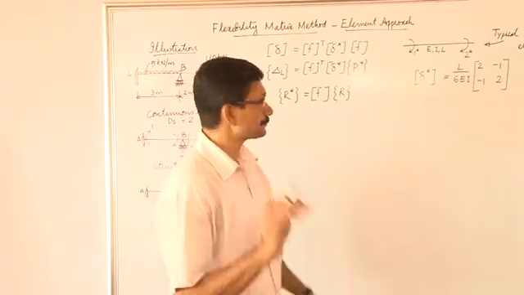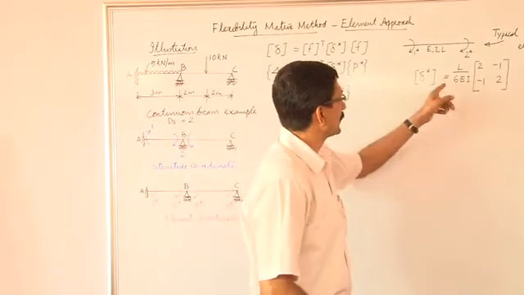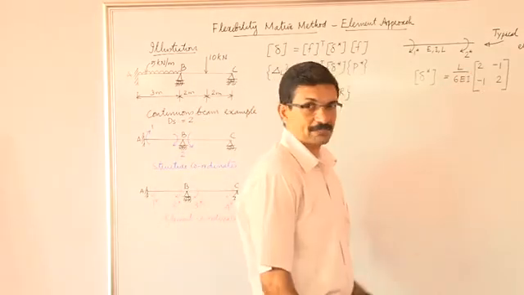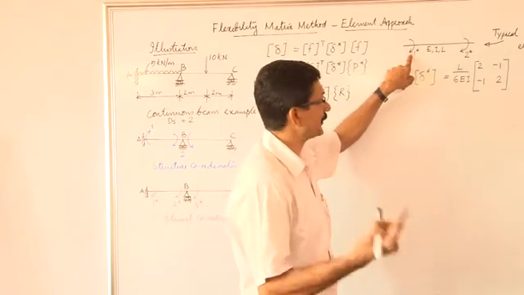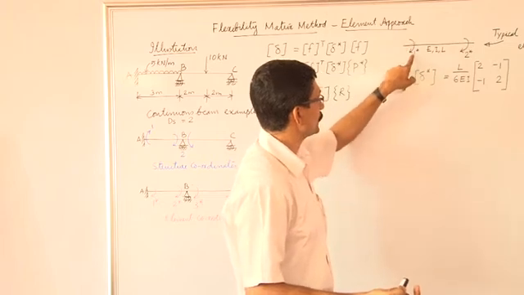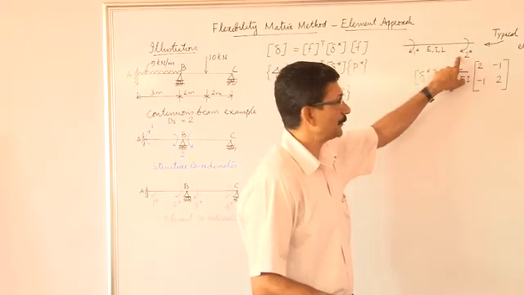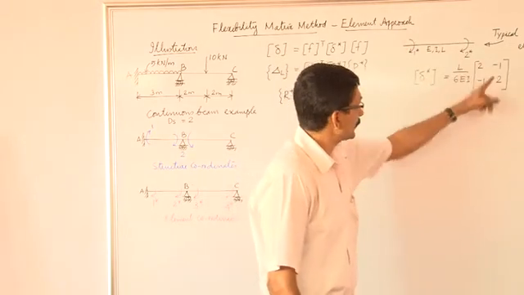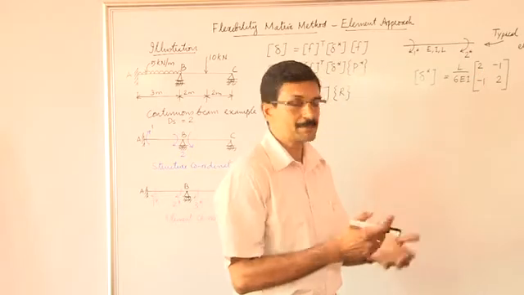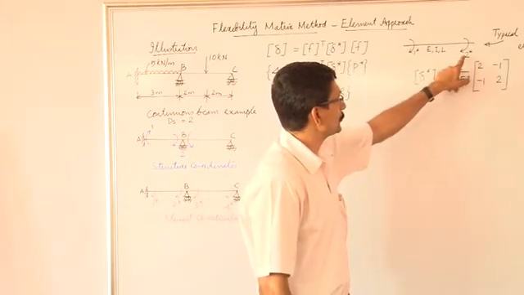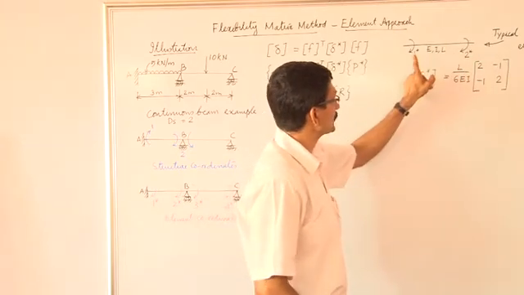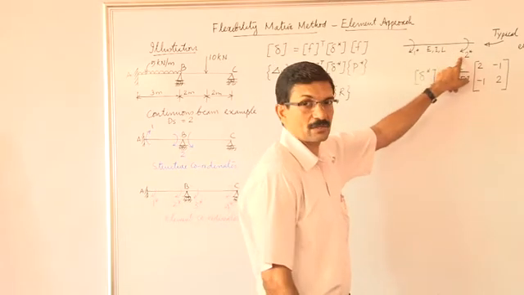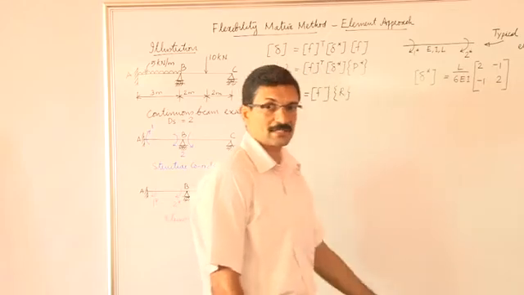To be more precise, to develop the first column of this, we put the moment corresponding to 1 star equal to 1 and find out the rotations corresponding to 1 star and 2 star. They are the elements of the first column. The elements of the second column are developed by putting the moment corresponding to 2 star equal to 1, and the rotations corresponding to 1 star and 2 star are the elements of the second column.